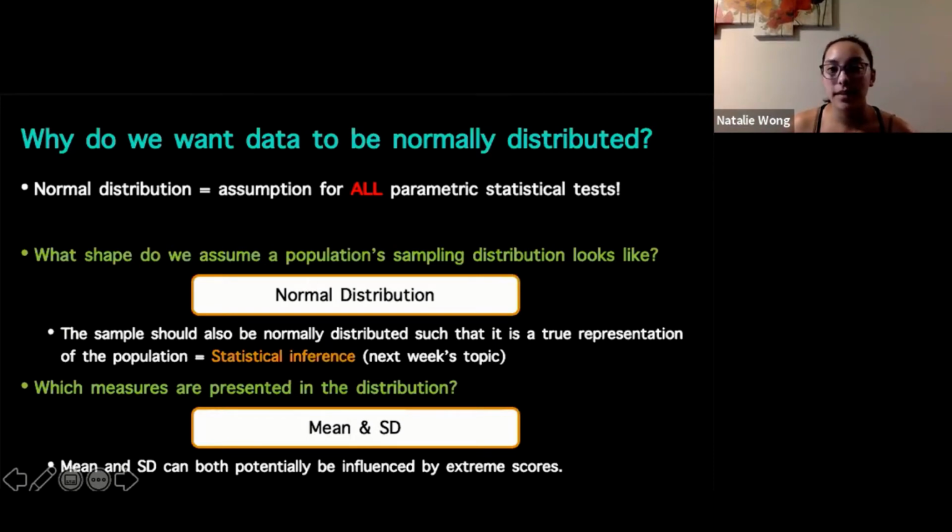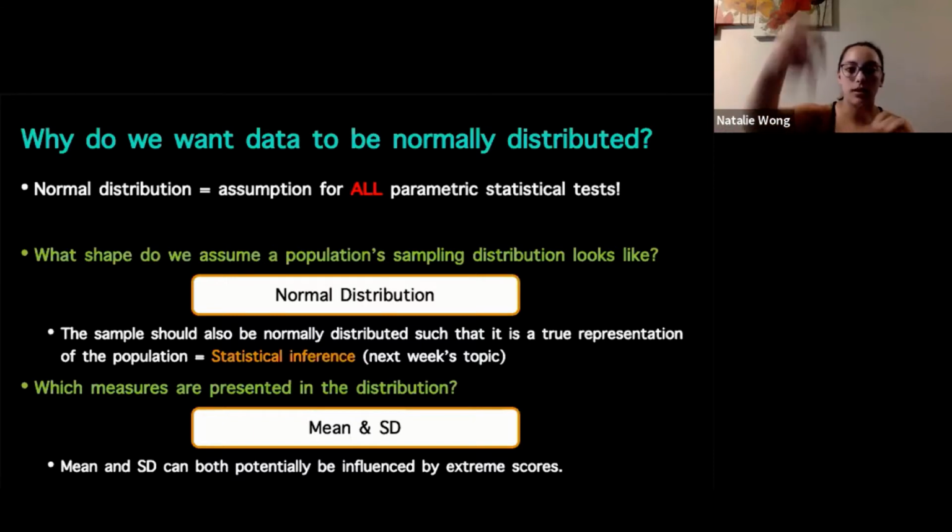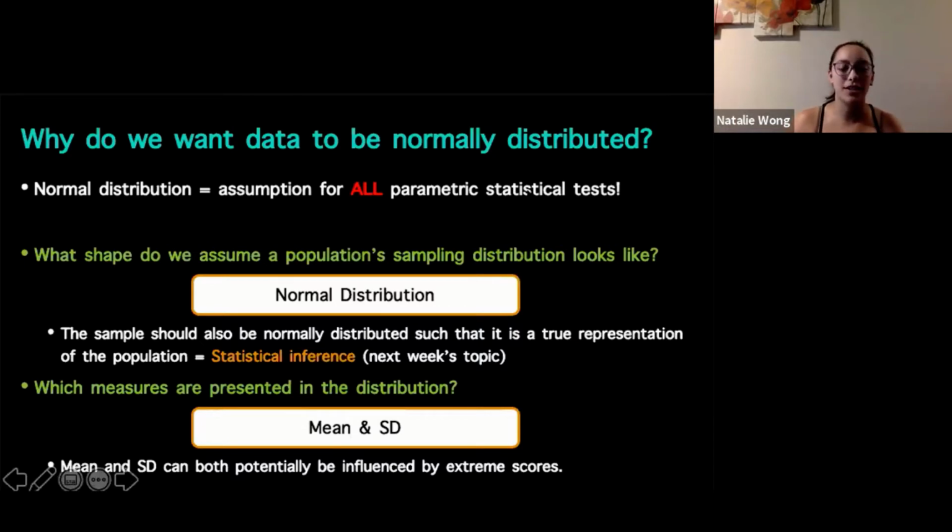So that's why we want our data to be normally distributed. One, because if it's not normally distributed and we have extreme scores, then we're not going to be matching what our sampling distribution is. So the way that we transfer our sample results to our expected population results gets a little funky. And also it needs to be normally distributed so that the measures such as the mean and standard deviation that go into our statistical analyses are not going to affect the outcomes that we see. Normal distribution is an assumption for all of our parametric tests, similar to random sampling.